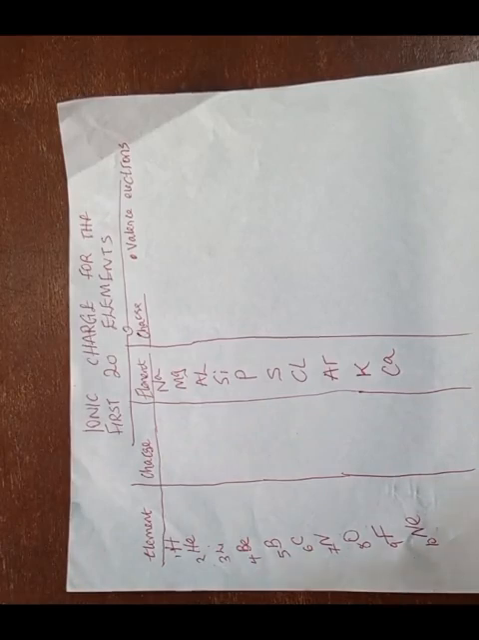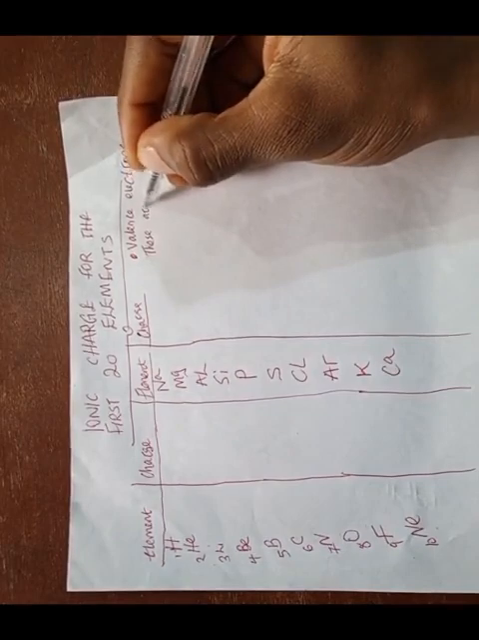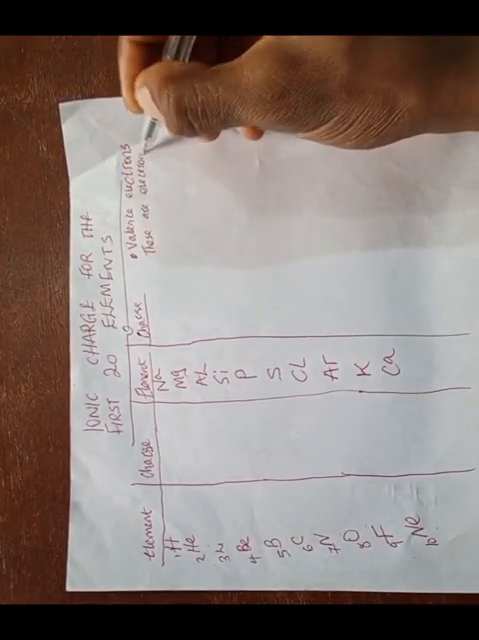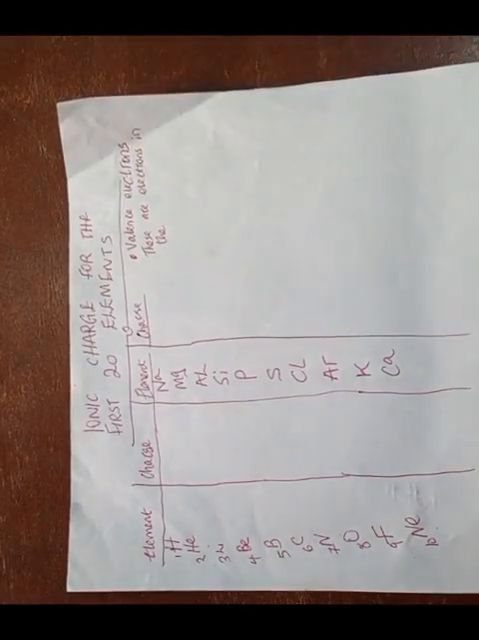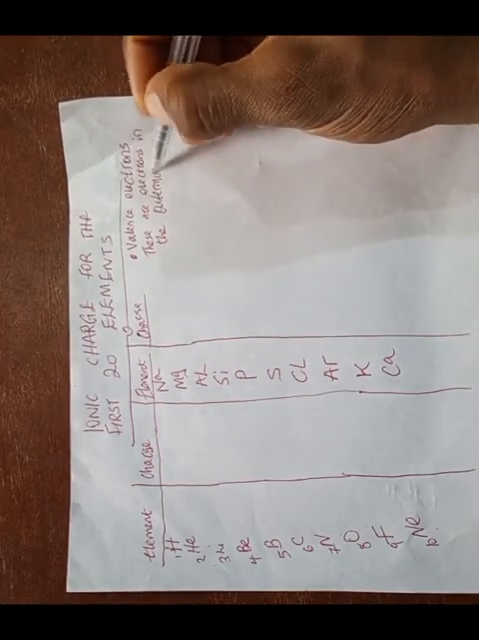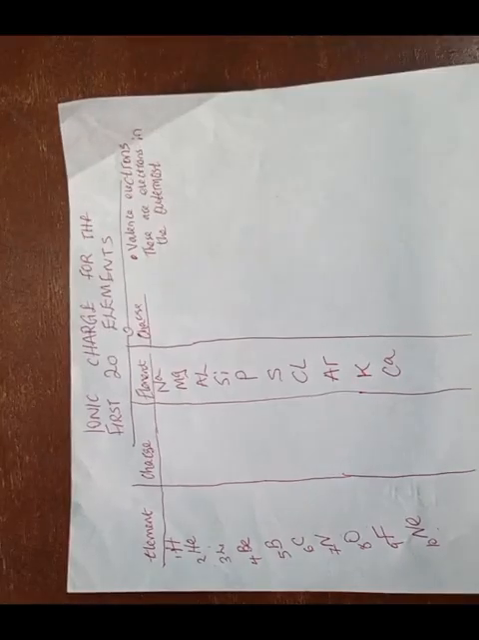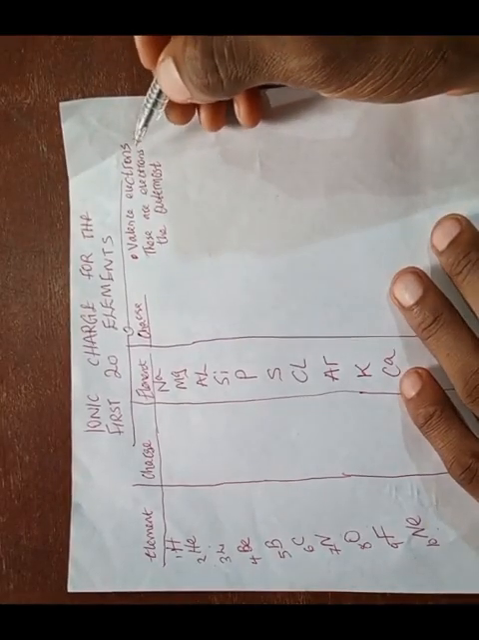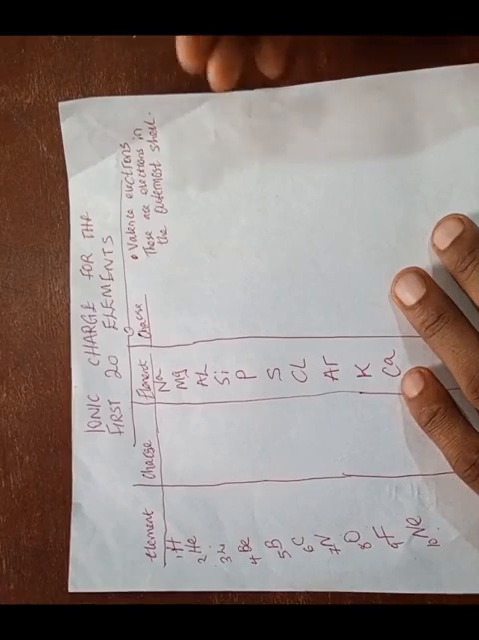So now we're going to make use of a key term here, which we refer to as valence electrons. So what are valence electrons? These are electrons in the outermost shell. So we said valence electrons are electrons in the outermost shell. That's the basic definition for a valence electron.